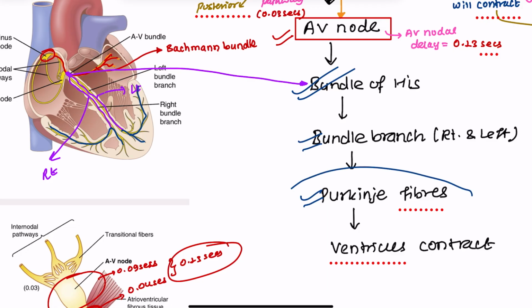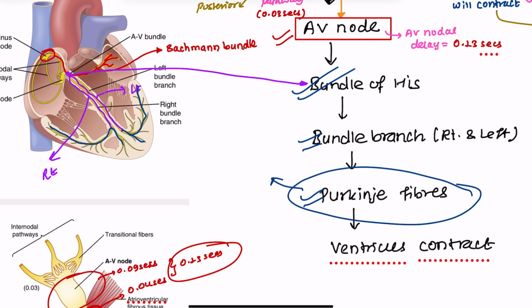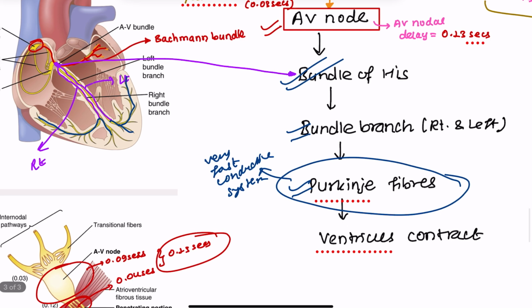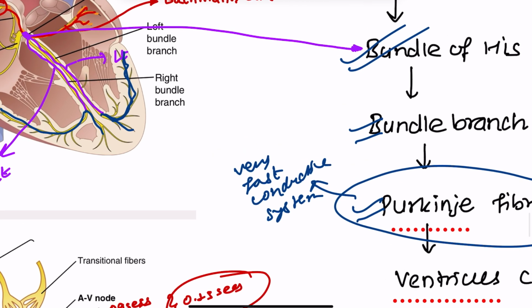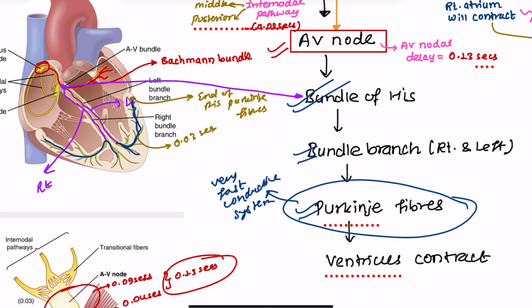This Purkinje fiber is actually a very fast conductive system, because as soon as the impulse reaches these Purkinje fibers, within 0.03 seconds it reaches the end of these fibers, and this will help in the contraction of the ventricles.